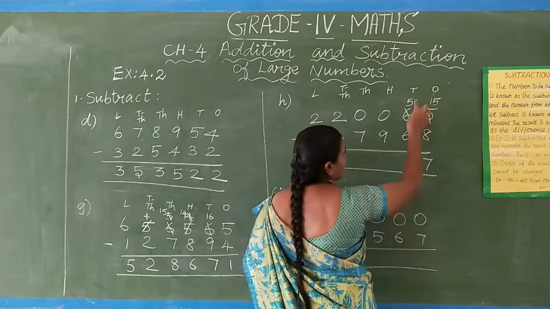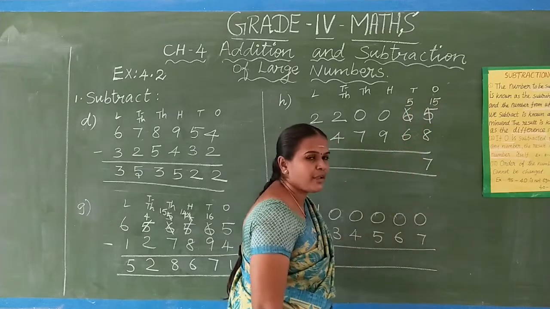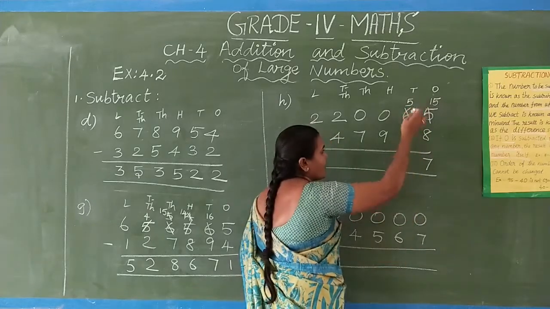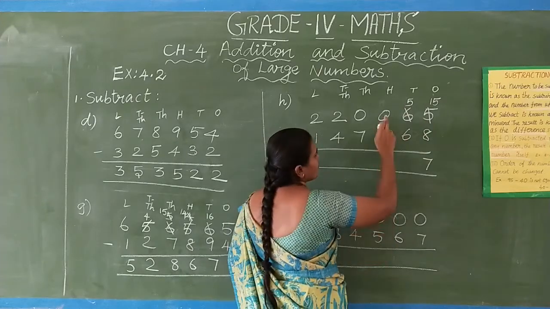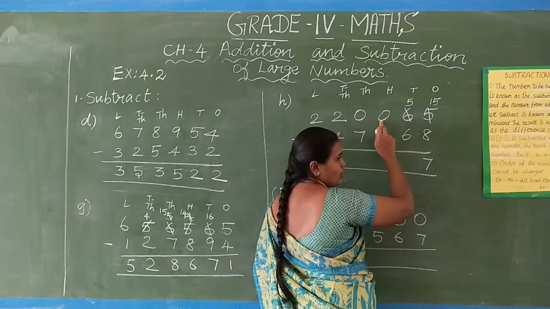7. Now 5 minus 6. So small number minus big number. So we can't do borrow. Borrow means look at this hundreds column. We have 0. So we can't do.